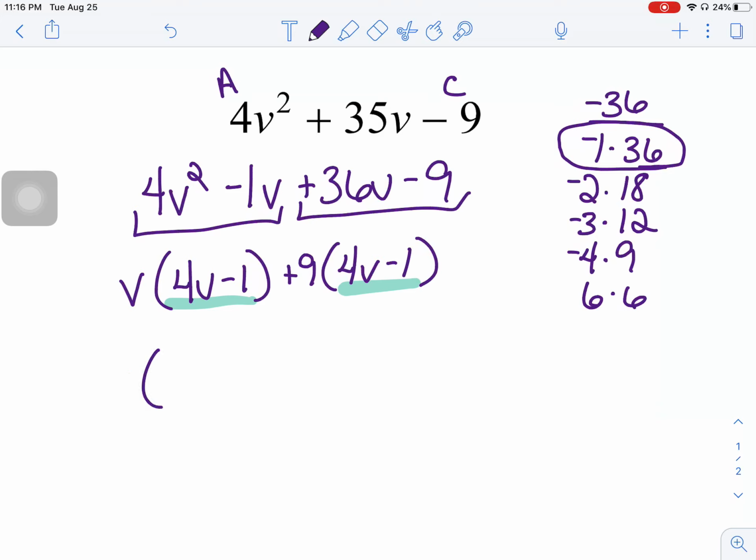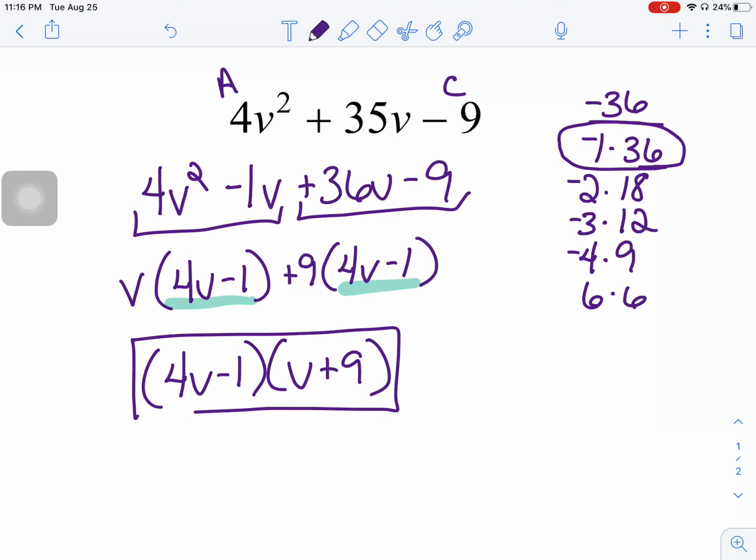So now to write my final factors, I've got the factor they shared, 4v minus 1, and then the factors that they didn't share, the v and the plus 9. So that's the factored form of that particular problem. Again, this is the AC method. So if you have been wondering how it works, I hope this has helped.